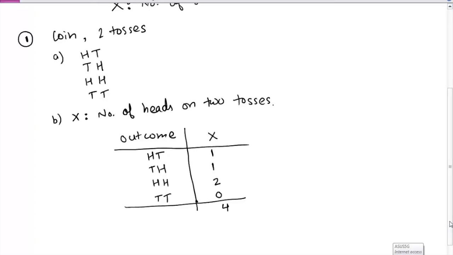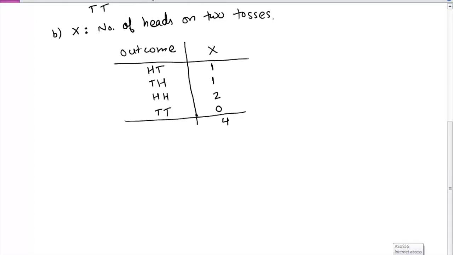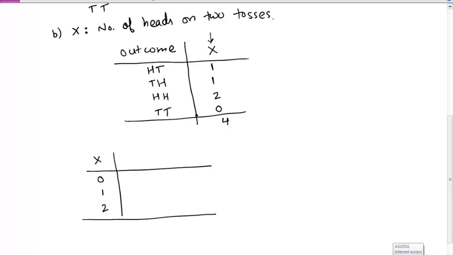Now this information can also be represented in a different format, like I can list down what values X takes. You can see in this column you have values like 0, 1 and 2. And then we can create a column for frequency. How often we got 0? It was once. How often we got 1? It was 2 times. And this is 1 time. So total frequency is 4.